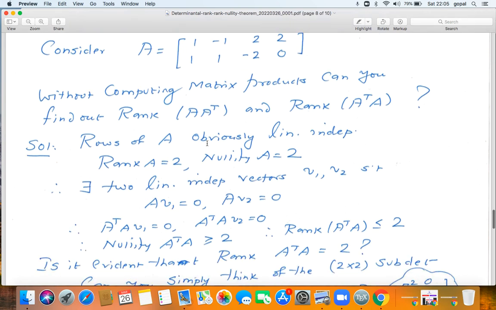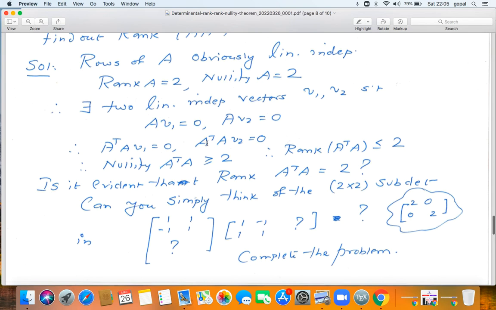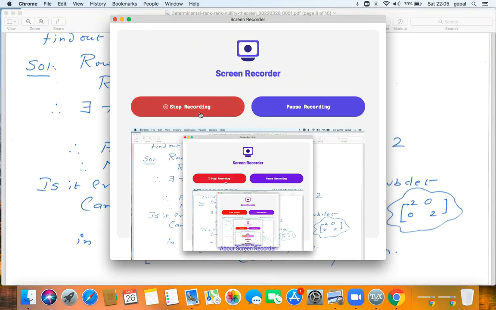Now I want to understand what is the rank of A transpose A. You look at this slide and we'll talk about this next time, and that completes lecture 5.